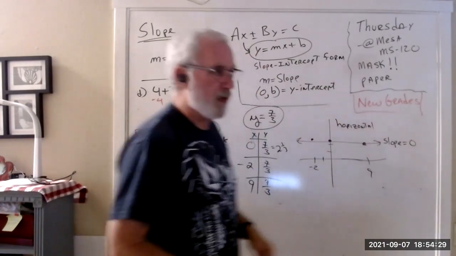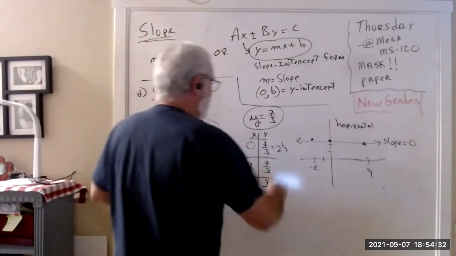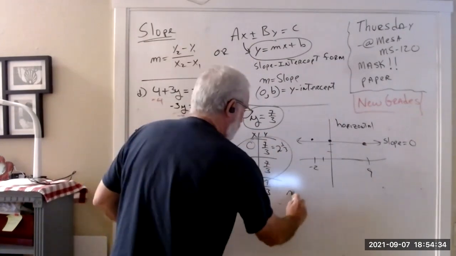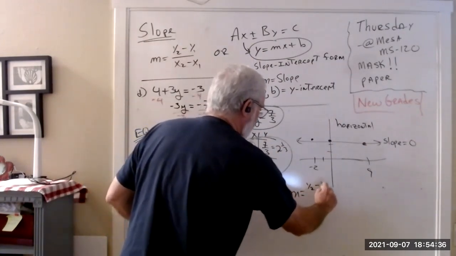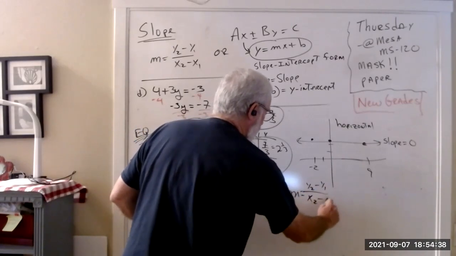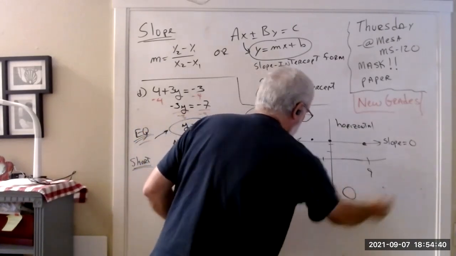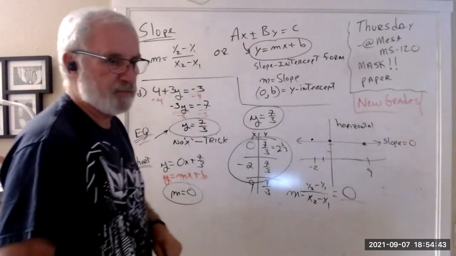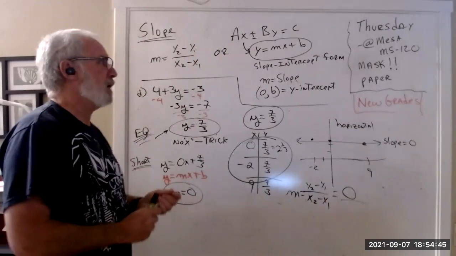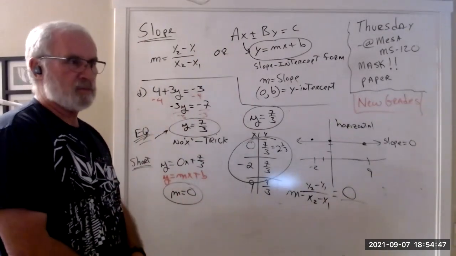There's a third way, and that would be to take these points right here and use the formula y sub 2 minus y sub 1 over x sub 2 minus x sub 1, and you're still going to get 0 out of something. So there's a whole bunch of ways to do this particular problem.